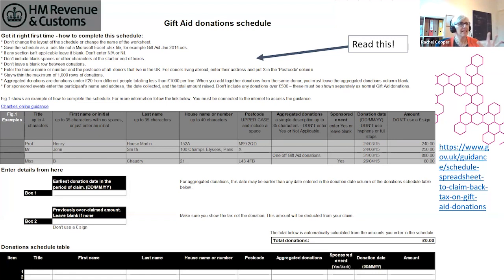The other thing I forgot to say, because I'm so busy telling you about all of the people, is box 1: you put in the earliest donation date in the period of the claim. And box 2 is the previously overclaimed amount. For the first time in the last couple of months, one of my clients had to put something in there, and it says make sure you show the tax and not the donation.